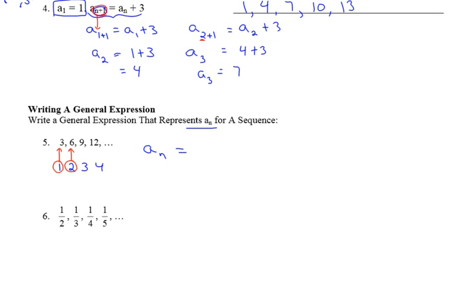What do I do to 3 to get to 9? What do I do to 4 to get to 12? And it has to be the same thing each time. What do I do to the n in order to get the number in the sequence?